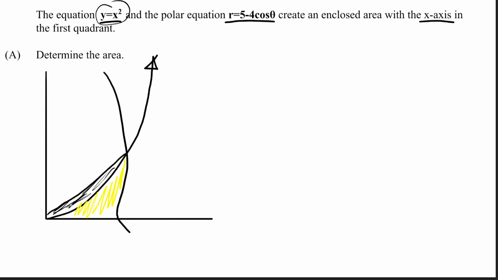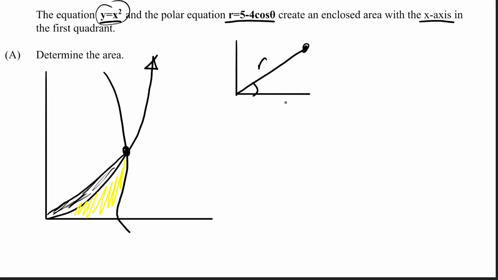which is the integral of y equals x squared in polar form from the angle 0 to this angle, and subtract it from the integral of r equals 5 minus 4 cosine theta from 0 to this angle. So let's start by doing that. In polar form, you're dealing with radius lengths and angles to pinpoint locations.